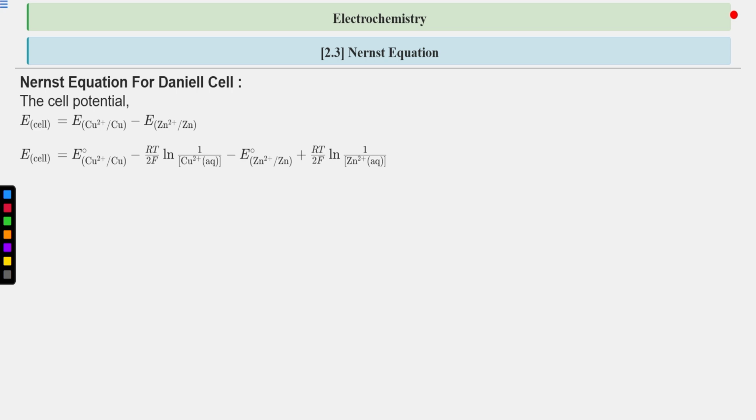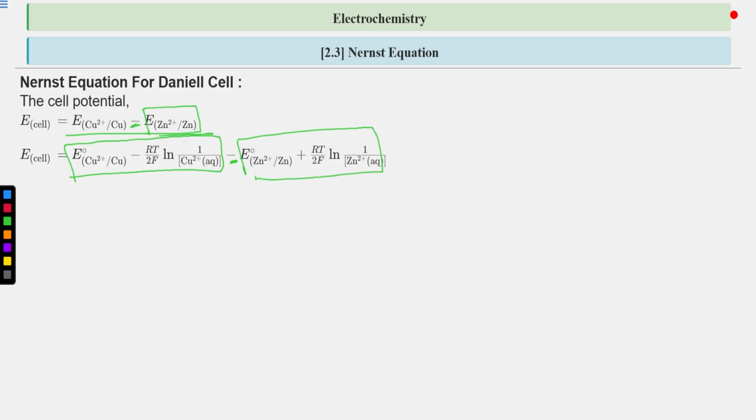Now E of cell will be, we just put the value of E of copper and E of zinc as we have derived in the previous slide according to the Nernst equation. So E of copper 2 plus to copper will be E naught, the standard potential of copper 2 plus to copper, minus RT by 2F ln 1 upon copper ion concentration. And this minus will come here, and E of zinc 2 plus to zinc will be this, E naught of zinc 2 plus to zinc.